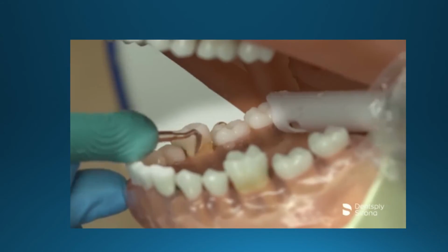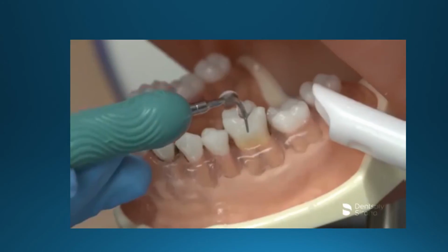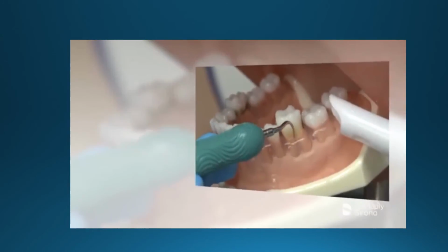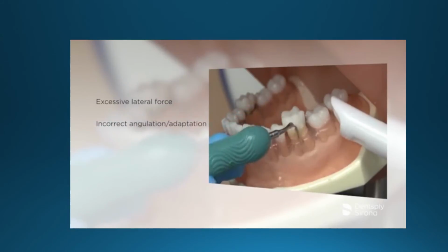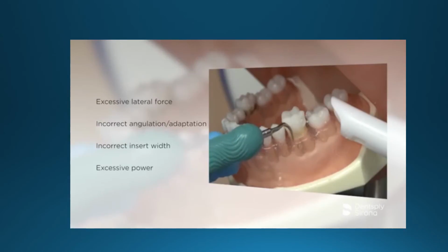It is essential to remember that the contributors to root surface loss are excessive lateral force, incorrect angulation and adaptation, incorrect insert width, and excessive power. Any of these factors may result in root substance loss and create grooves for biofilm to attach.